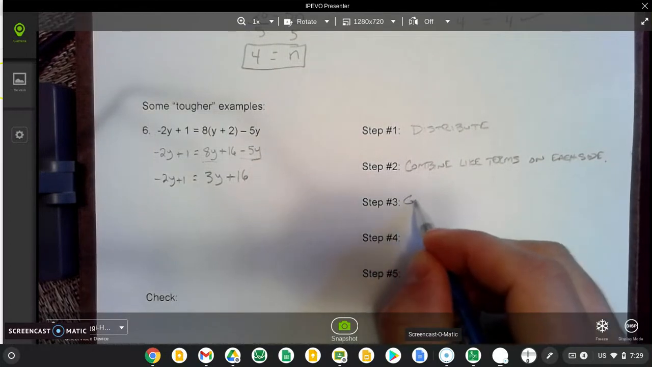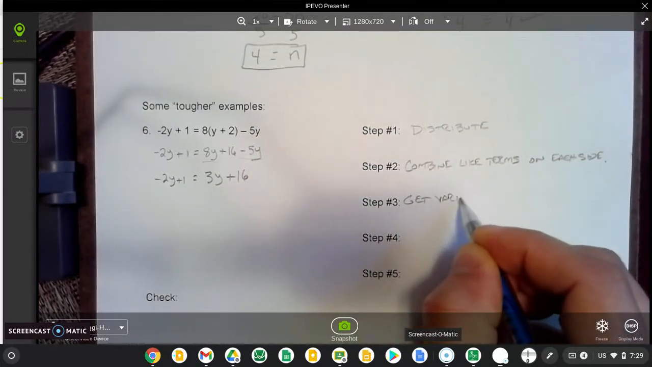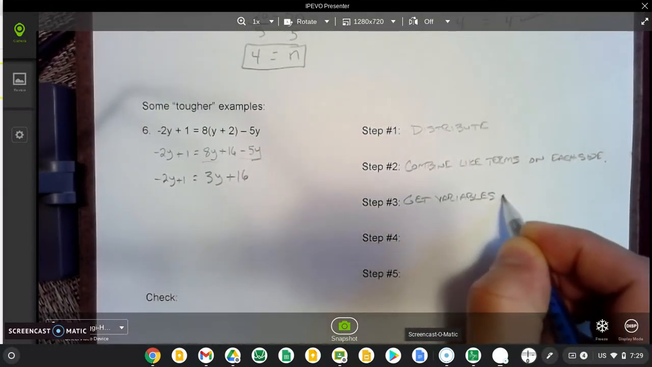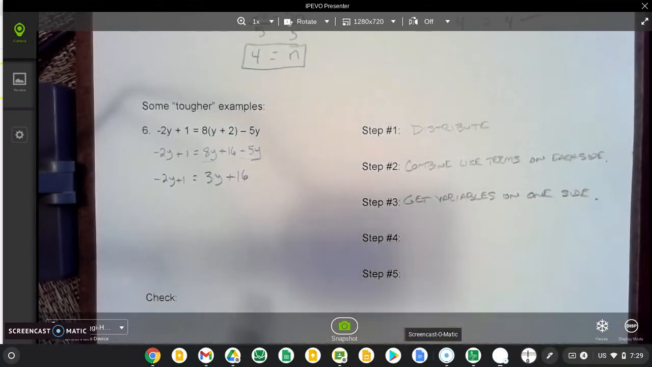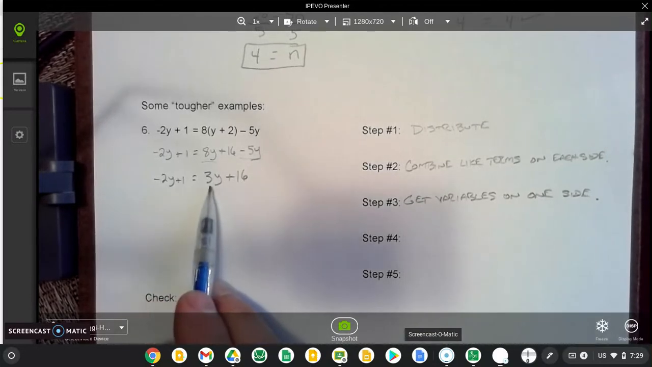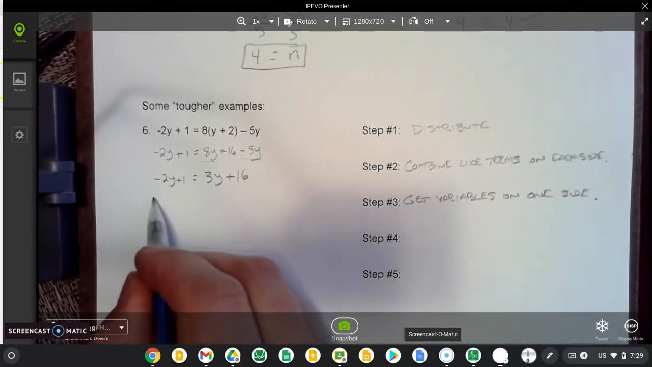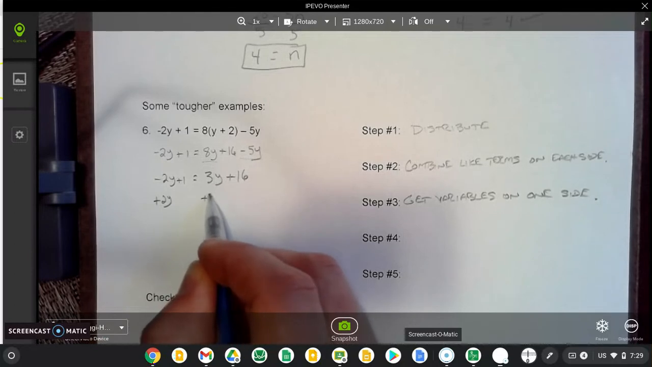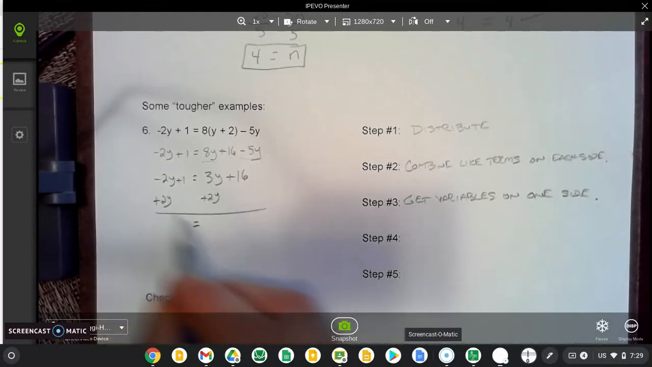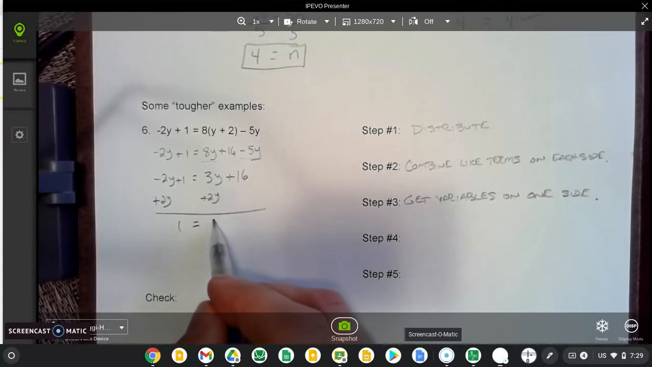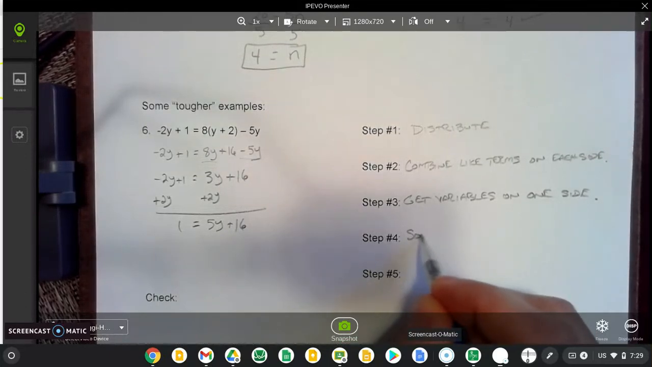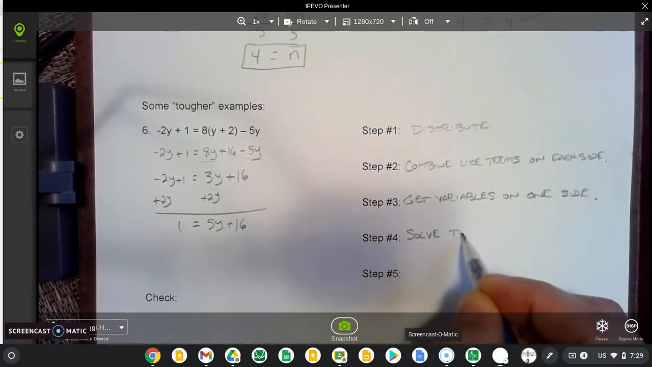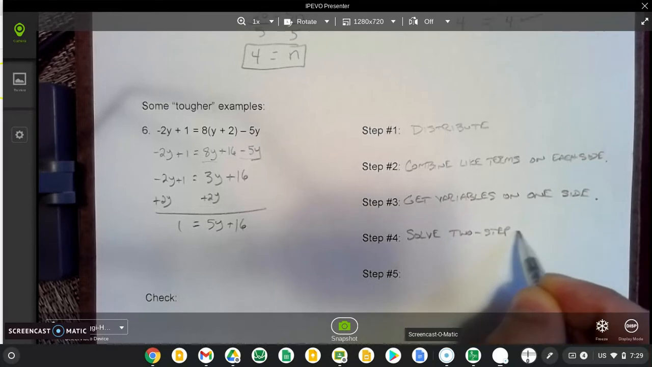And now step number 3, get variables on one side. All right, I'm going to look for my smaller variable term. Negative 2y is smaller than 3y, so I'm going to move the negative 2y by adding 2y to each side. Negative 2y plus 2y is 0, leaving us with 1. 3y plus 2y is 5y plus 16. And now we're ready for step 4, where we solve the two-step equation.